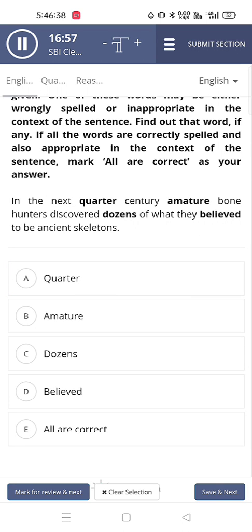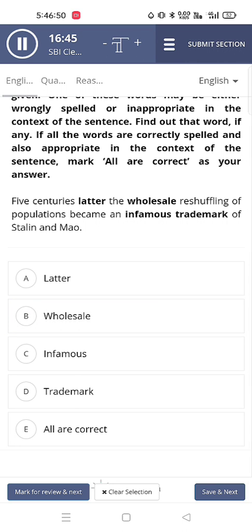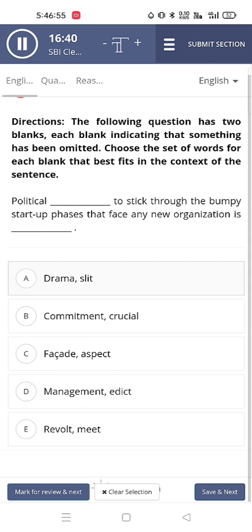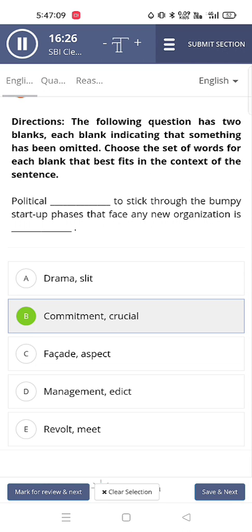In the next quarter century, amateur bone hunters discovered dozens of what they believed. In the next quarter century, amateur is wrong here. Then 5 centuries later, here later should be there. Then political drama to stick through the bumpy startup phases that face any new organization is slit. Political commitment to stick through the bumpy startup phases that face any new organization is crucial.